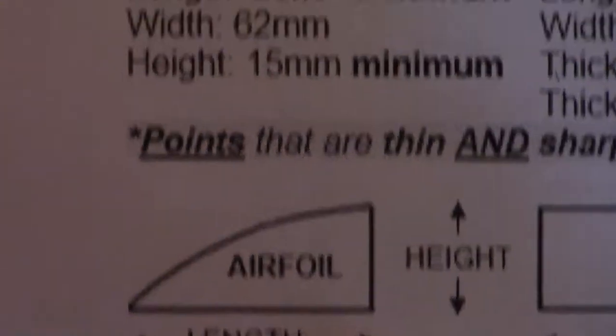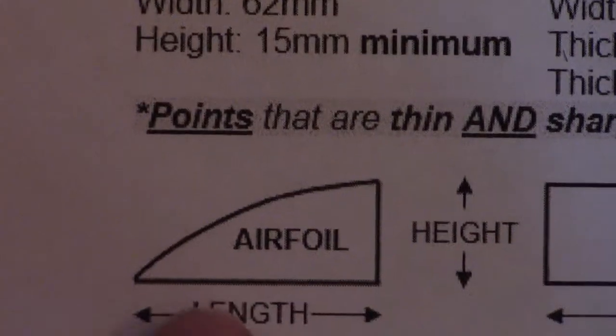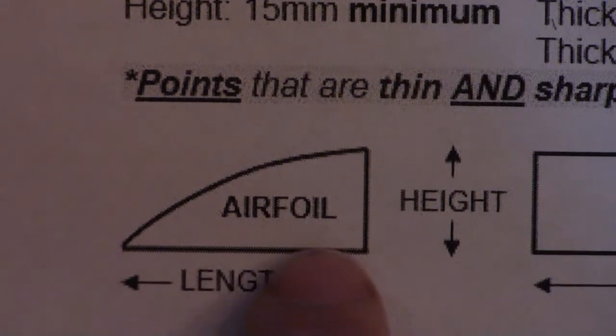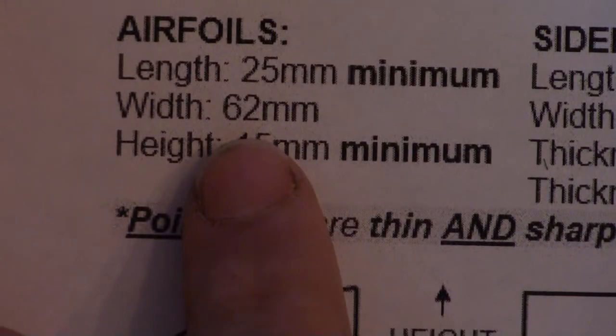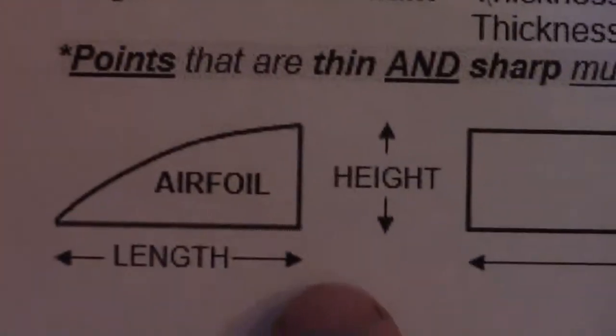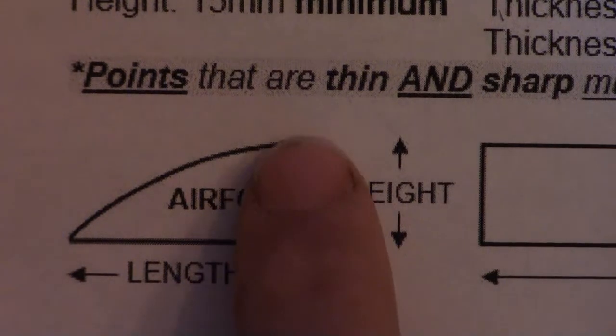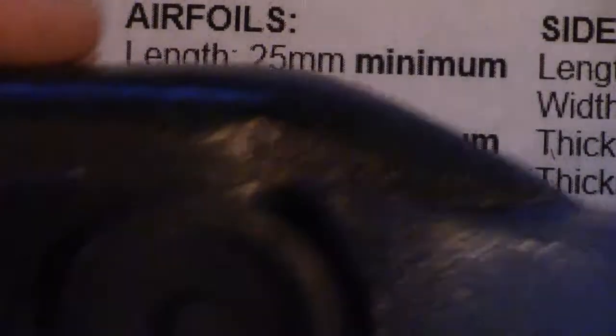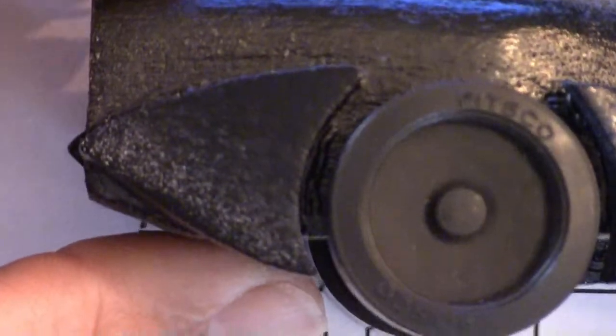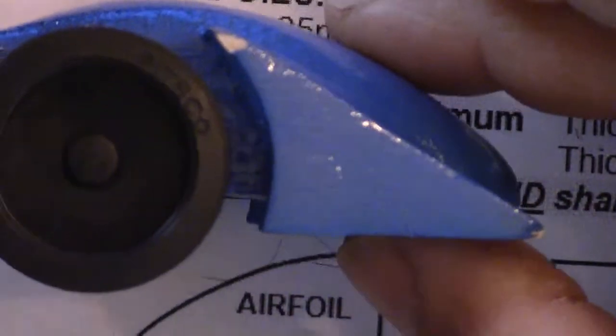So let's start with the length is a minimum of 25 millimeters overall. Width, once again, at least 62. And the height should be at least 15. Okay, let's take a look at an airfoil on a car. And actually, we can go ahead and take a look at this one right here. That's a rear airfoil, and that's a front airfoil.